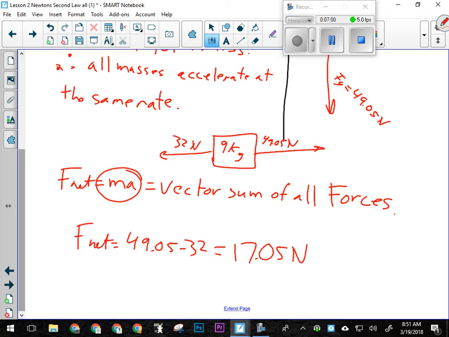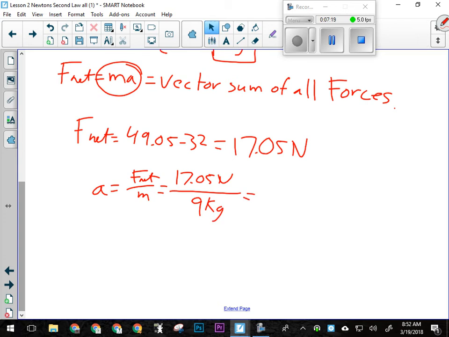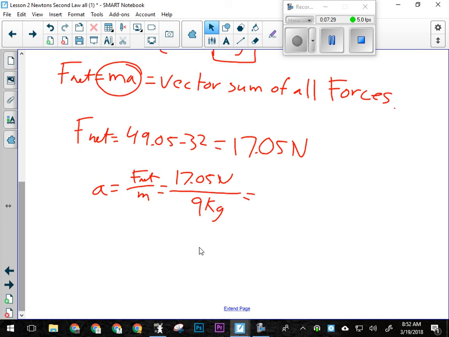All right, can I calculate the acceleration of the system now? All right, so now I'm going to take m times a. Acceleration is going to be F net divided by m, so 17.05 newtons divided by 9 kilograms. Okay, so we got 1.89. Actually, we only have two significant figures here, so 1.9 meters per second squared.